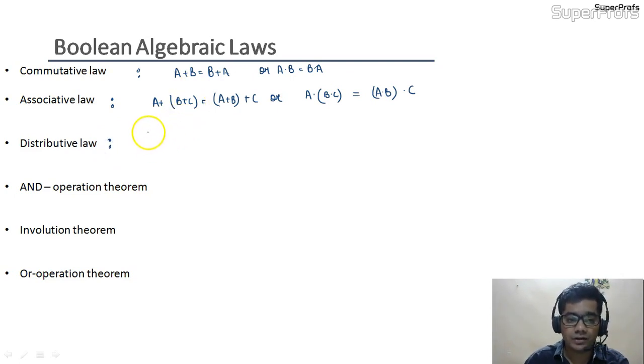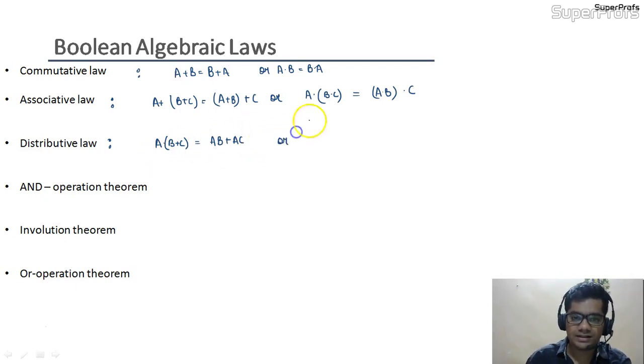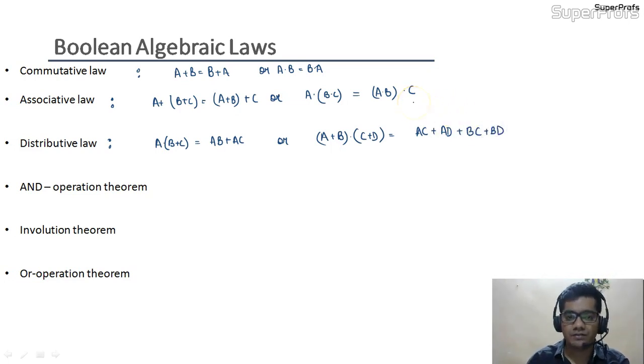Now we are going to write for distributive law. So what is a distributive law? It would be A dot (B plus C) equal to AB plus AC. This is known as distributive law. Or we can write this in a different method, that is (A plus B) dot (C plus D) is equal to, just open the brackets, AC plus AD plus BC plus BD. So this is our commutative law, associative law, as well as the distributive law.